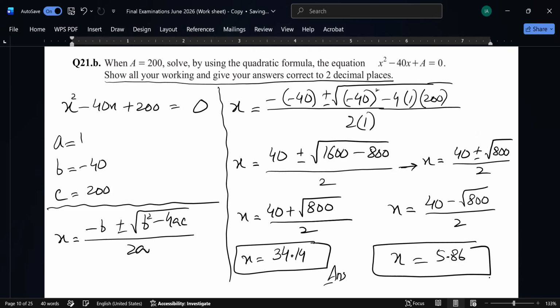by using the quadratic formula, because the two answers of x, remember, the answer should be in two decimal places. So be careful about this.